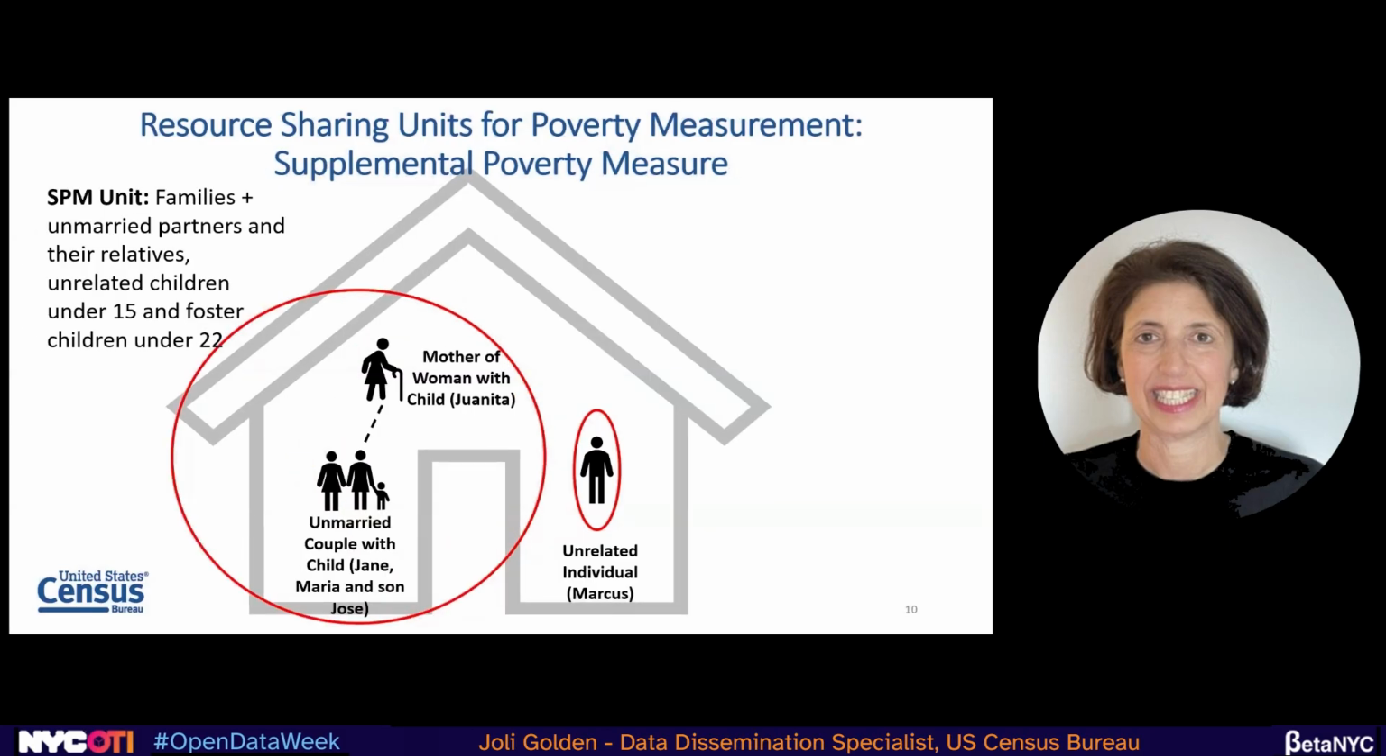For the supplemental poverty measure, the unmarried couple, Jane and Maria, the son Jose, and Juanita would all be part of one unit. And the roommate, Marcus, not related to any of them, again, would be considered separately.